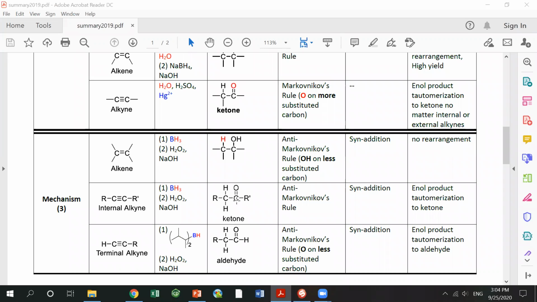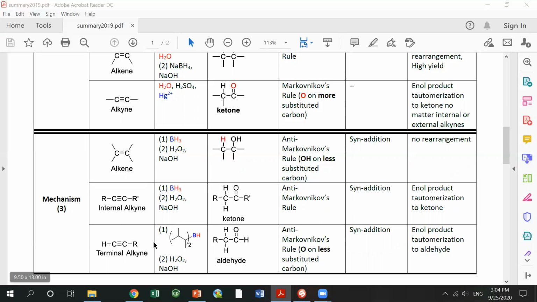For mechanism three, we learned the hydroboration-oxidation reaction. This time it is anti-Markovnikov: OH goes to the less substituted carbon and hydrogen goes to the more internal carbon. If we apply a similar condition to an internal alkyne, we get a ketone as the product. It still follows the anti-Markovnikov rule, followed by keto-enol tautomerization, which is why we get the ketone product.